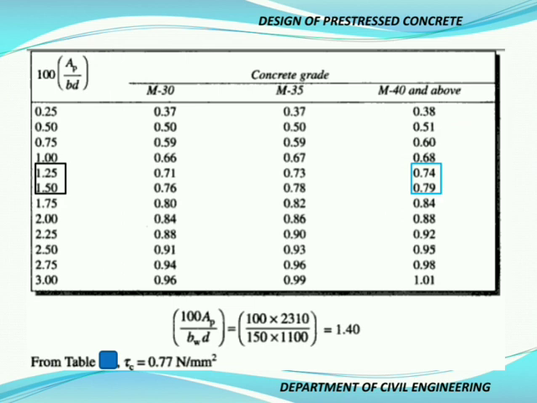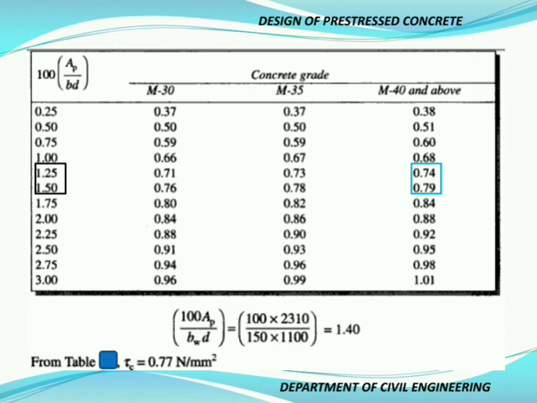So now the first column gives the percentage of reinforcement. We will find it: Ap is the given value 2310 divided by b into d, that is width into the effective depth, multiplied by 100. So we get a percentage of 1.4. That means we have to search a value of tau c. When we look at the column, we have a range of 1, 1.25, 1.5. So our 1.4 lies in between 1.25 and 1.5.